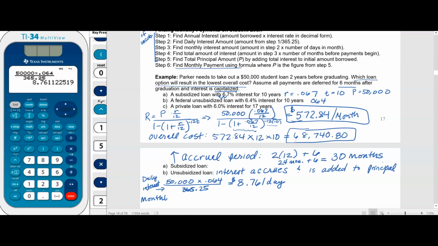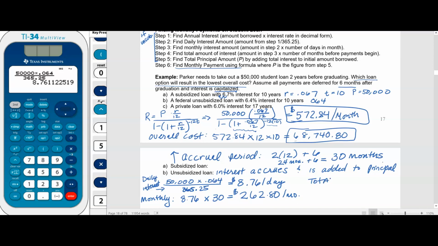Okay, the next step is we're going to find the monthly interest. So monthly, if we're paying $8.76 a day times 30 days in a month. We use 30 because we have to pick a number, it's going to depend on the month, but just averaged out, we're going to use 30, and you can always use 30 in your problems, equals $262.80. So that's per month.